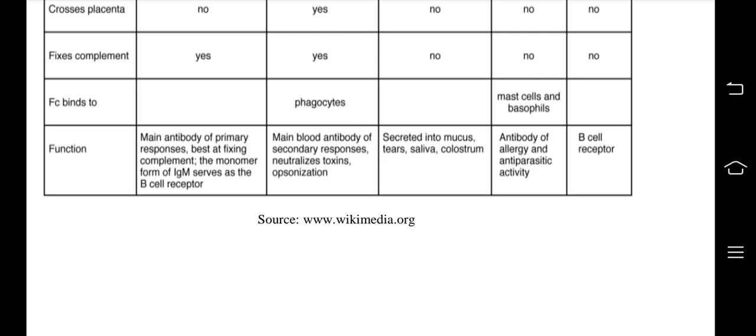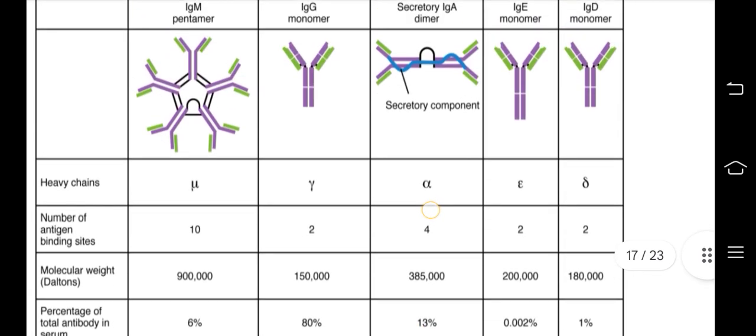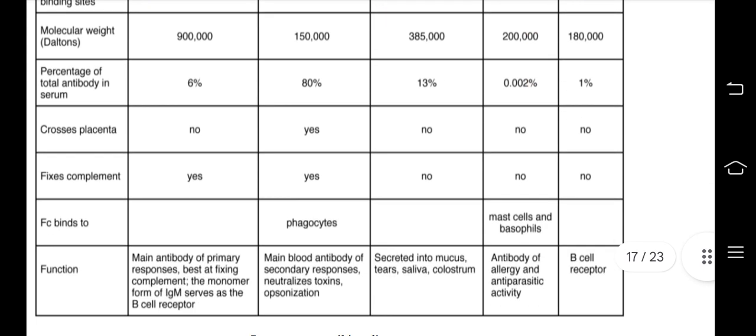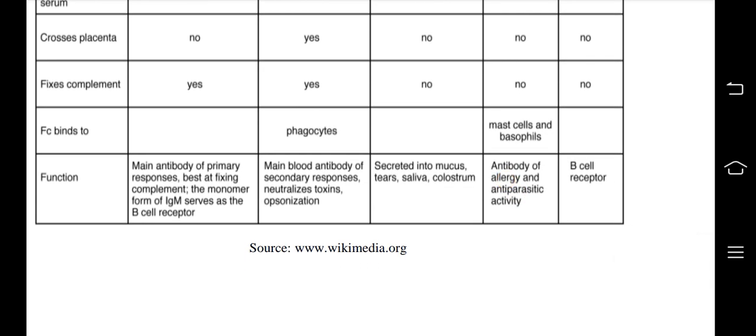Then IgA, secreted into mucus, tears, saliva and colostrum. IgE: antibody of allergy and anti-parasitic activity. IgD: B cell receptor.